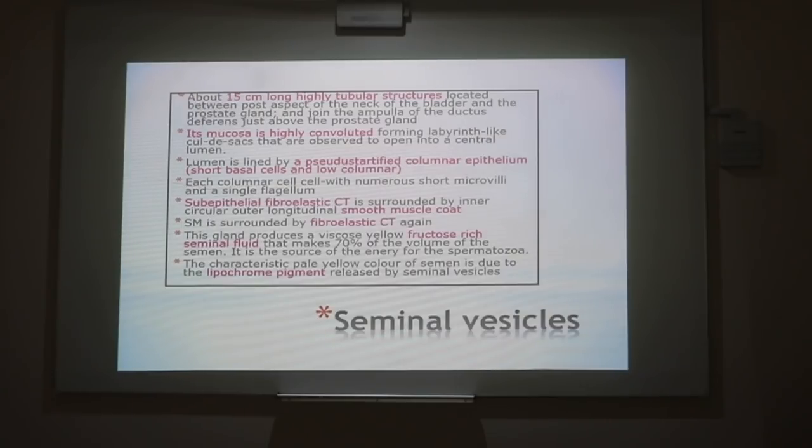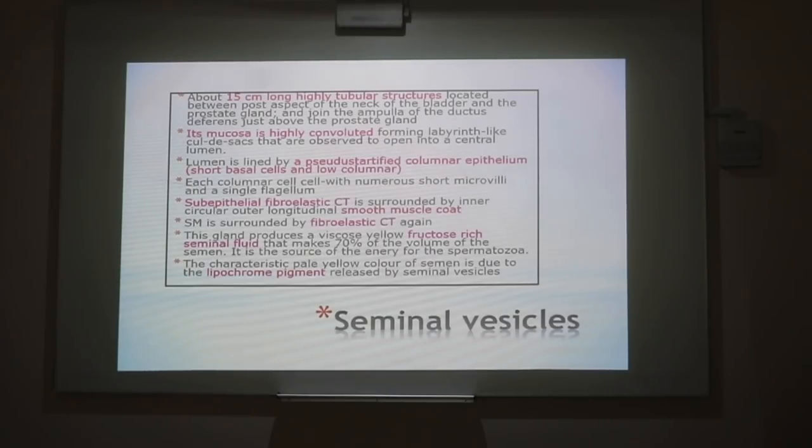The other thing which you should know is that even though the prostate was called prostate because the prostaglandins were first found in the prostate, most of the prostaglandins are basically coming from the seminal vesicles. So most of the seminal vesicle fluid is very rich in prostaglandins. It is rich in fructose, and it has a yellowish coloration because of a pigment called the lipochrome pigment.